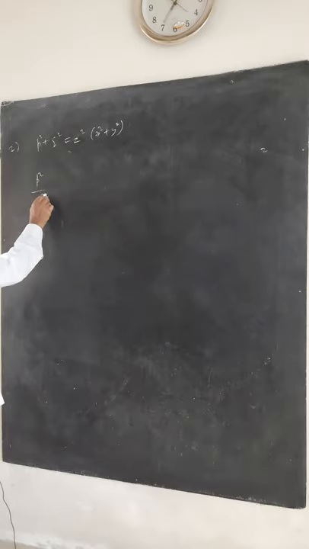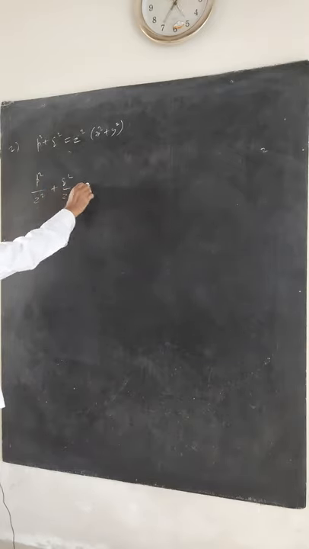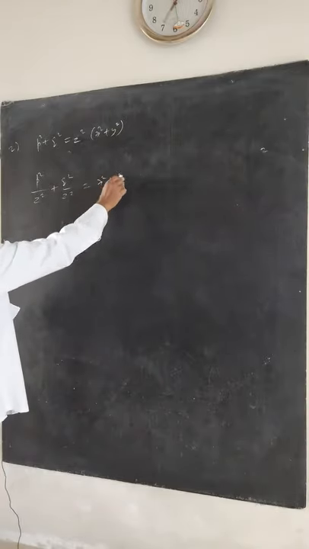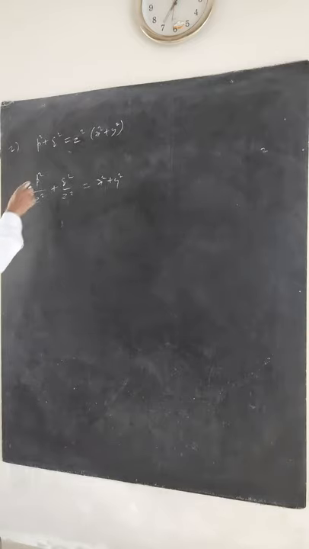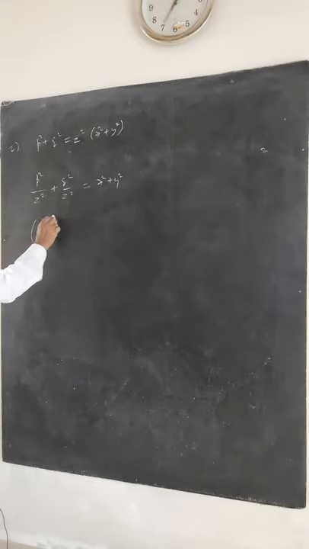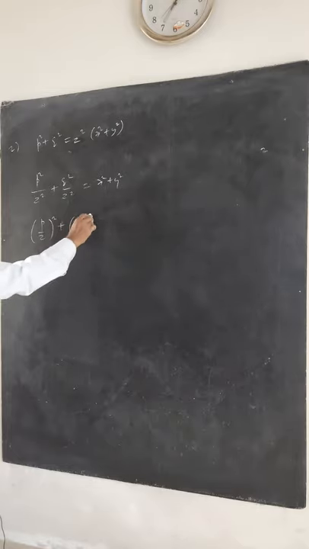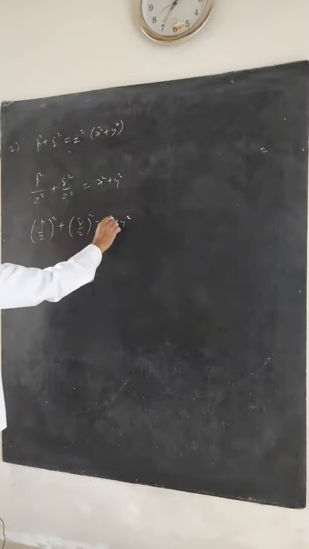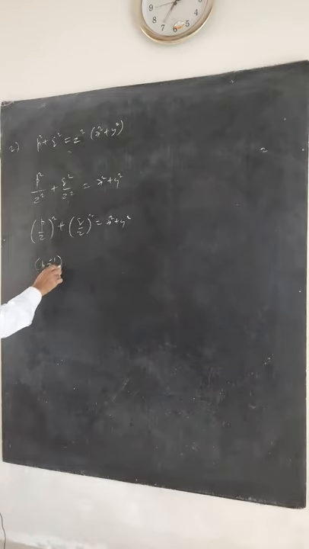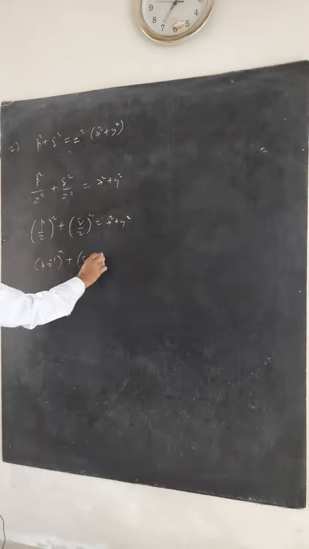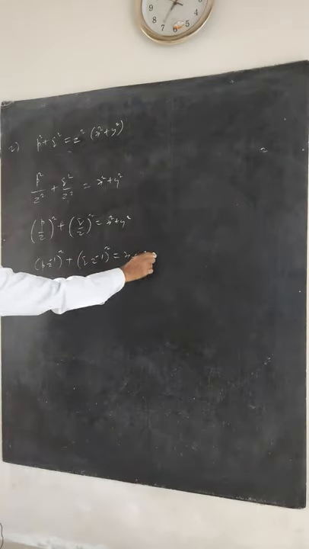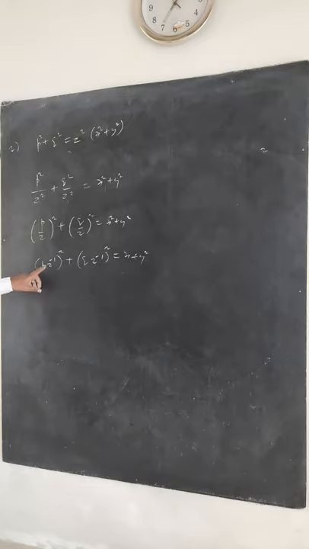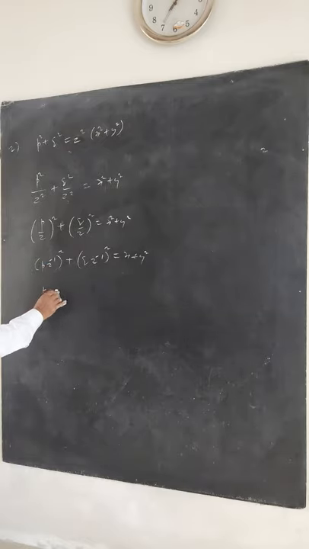P square by Z square, Q square by Z square equal to X square plus Y square. P by Z whole square, Q by Z whole square equal to X square plus Y square. P of Z power minus 1 square, Q of Z power minus 1 square equal to X square plus Y square. Already told you the powers of Z must be taken when the power of P and Q are 1. Therefore, power of P is 1, power of Z is minus 1, therefore K equal to minus 1.